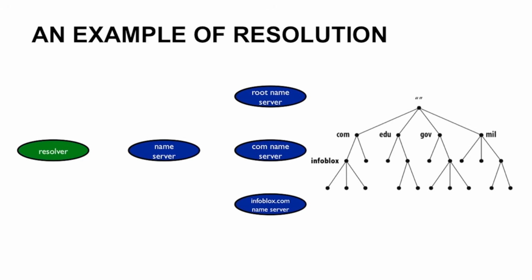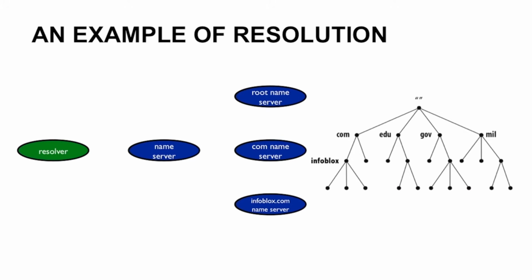Here's an example of resolution. The resolver over there on the left side of the slide is going to resolve www.infoblocks.com by querying the name server that's in the middle. In the very center of the slide, you can see the root name servers, the com name servers, and the infoblocks.com name servers, which are all going to play a part in this resolution exercise. And over on the far right, a diagram of the namespace. We're going to try to show how the various queries and referrals correspond to traversing that namespace.